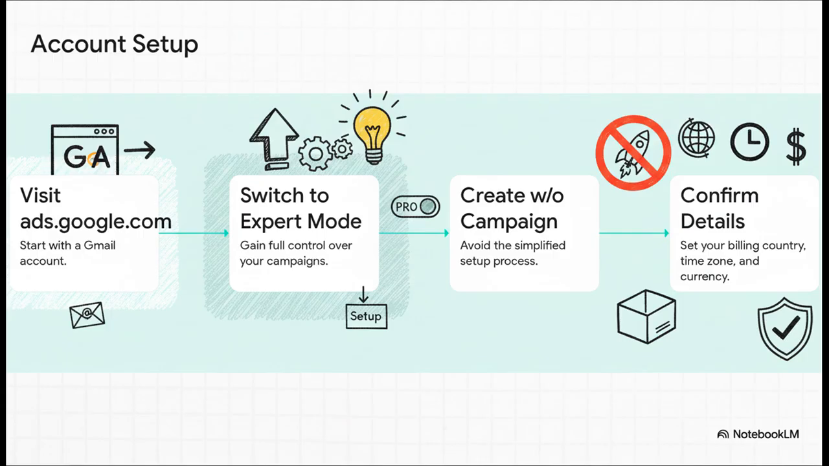So first, you're going to head over to ads.google.com. Now listen closely, because this next part is the most important tip I can give you. Immediately switch to expert mode. This gives you total control and helps you avoid all the oversimplified, less effective settings. Then, and this is our little trick, choose to create an account without a campaign. This lets us build everything from a clean slate. Just confirm your details and boom, you're in.